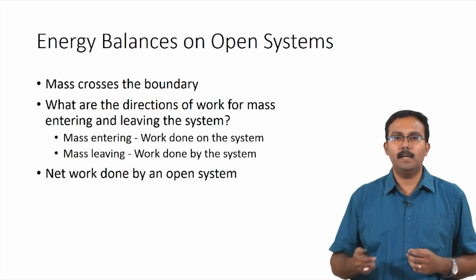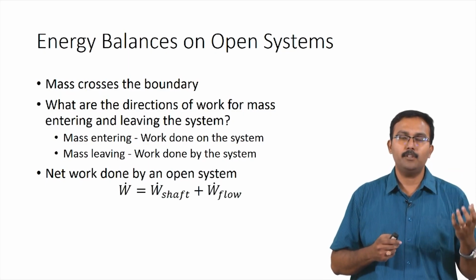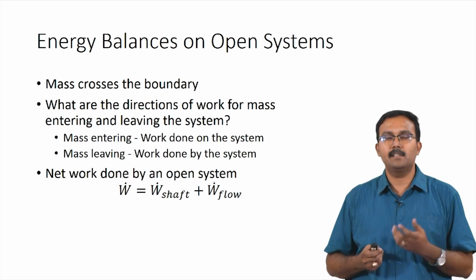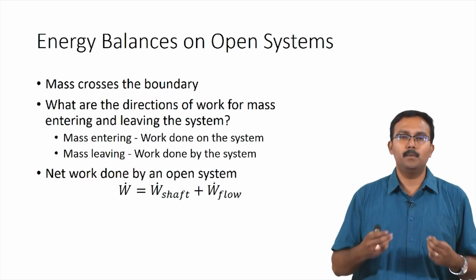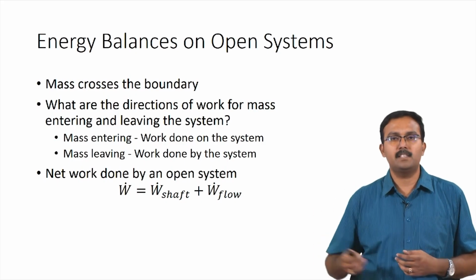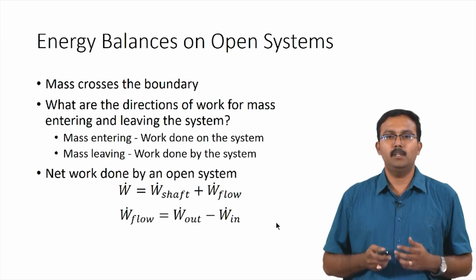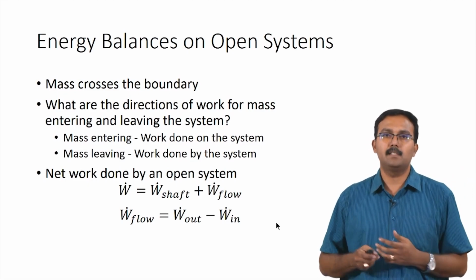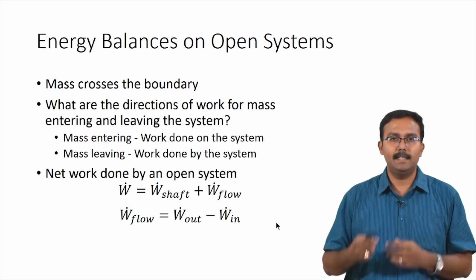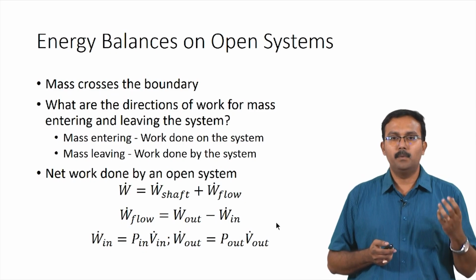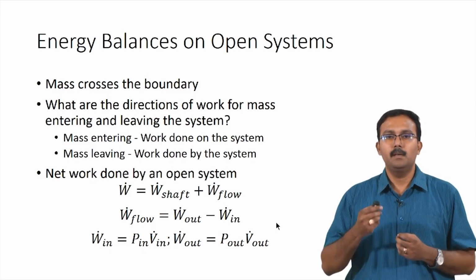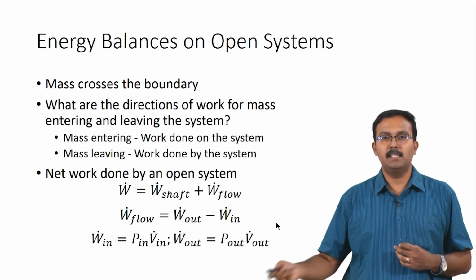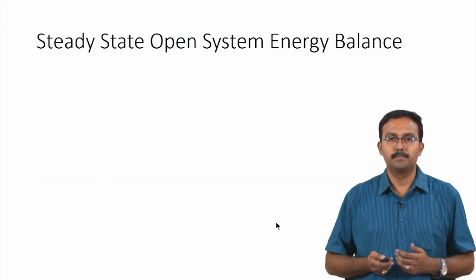So, the net work done by an open system would be the summation of shaft work and flow work. The effect of work because of mass entering and leaving the system is called flow work. Shaft work is the work which is done either to move a piston or rotate a shaft and so on. Change in flow work can be calculated as the flow work for the mass leaving the system minus the flow work for the mass entering the system. The work in, or W dot in, would be P in times V dot in, and the flow work for the mass leaving the system would be P out times V dot out.